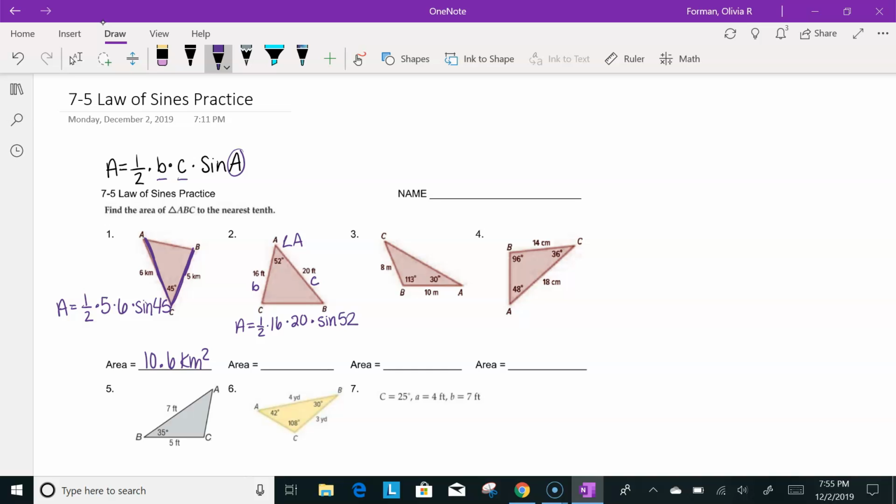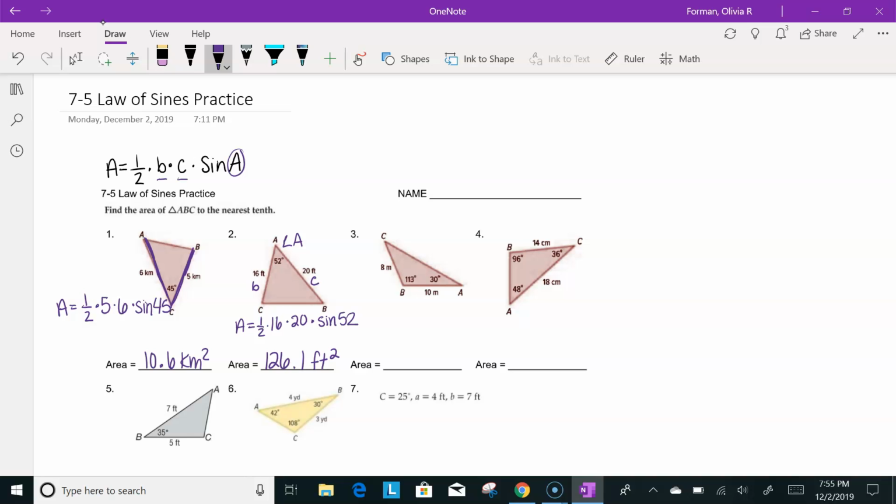Set it up like that. The two sides you're given, the angle that's sandwiched between them. So 0.5 times 16 times 20 times sine of 52. Write that all in your calculator, multiply it all, and we get 126.1 square feet.